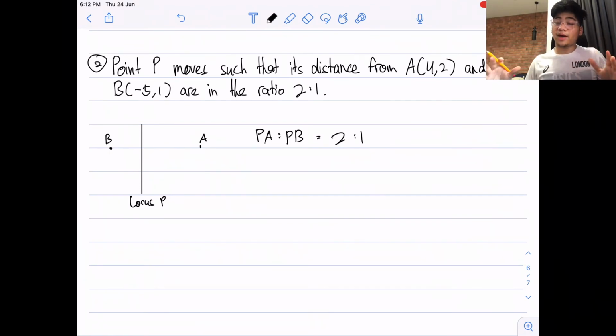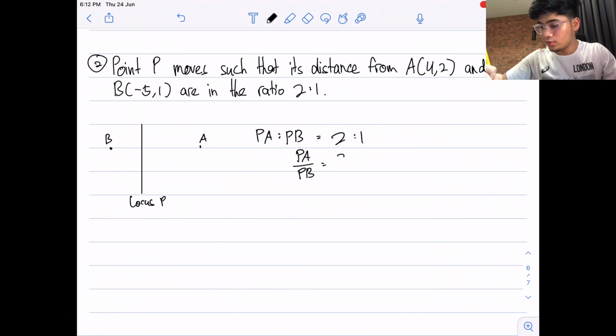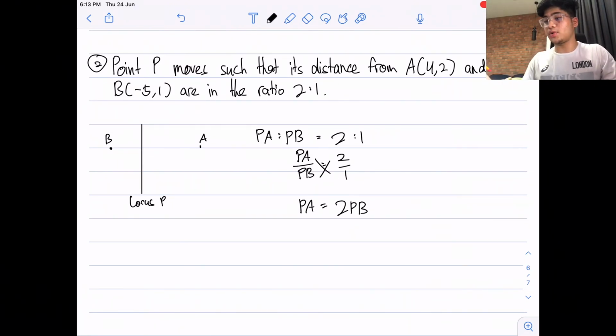So this is like the backwards of our first topic, which was dividing a line segment. We wanted to change it into a ratio, but this time we want to backtrack to changing it to a fraction. So if I change it back to PA over PB equals 2 over 1, and then we cross multiply to get PA equals 2PB. Alright, so from here we just do the same distance formula. Keep in mind P is (x, y), right?